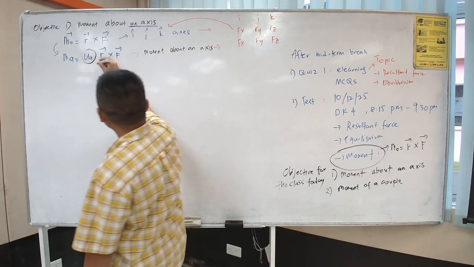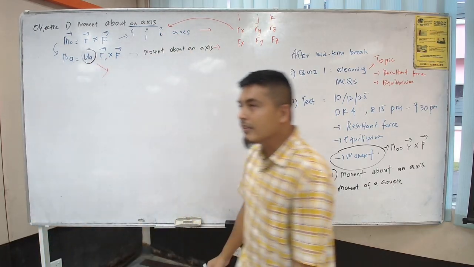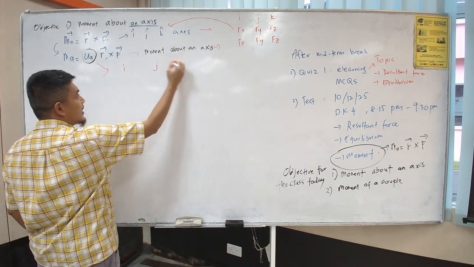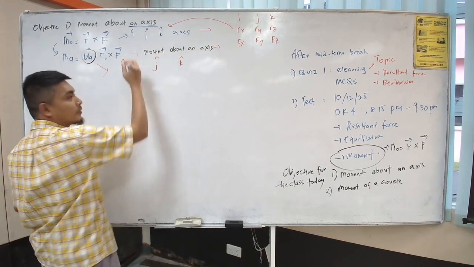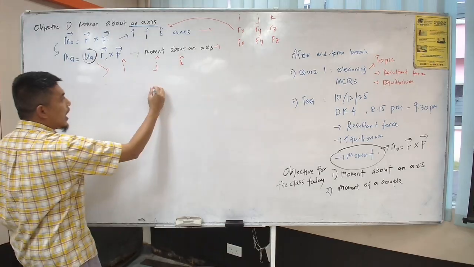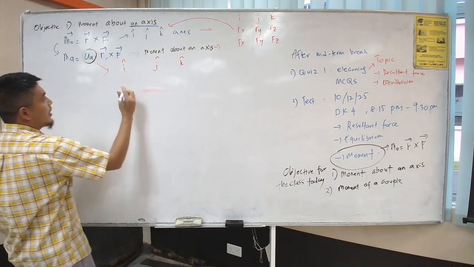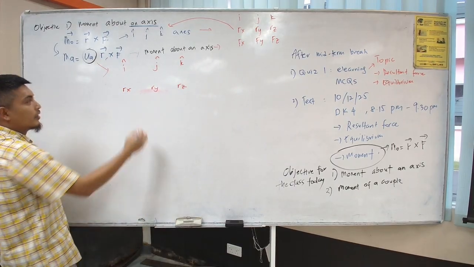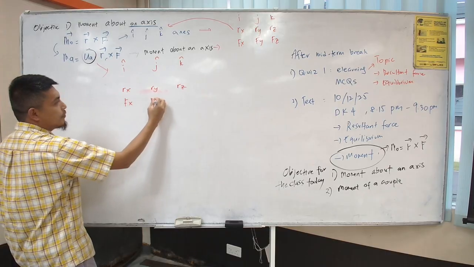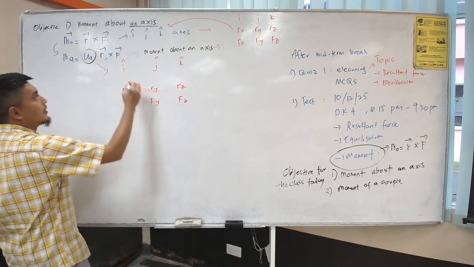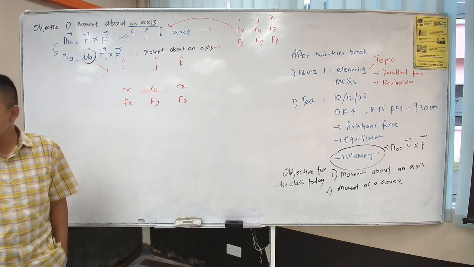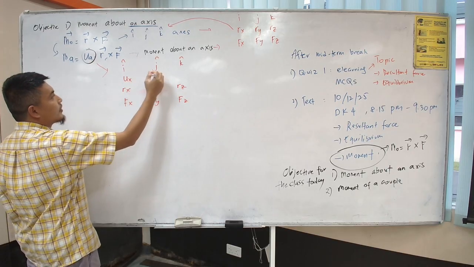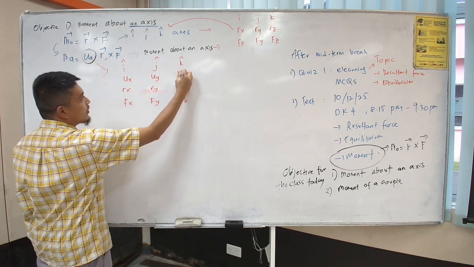However, for this moment, you will have i, j, k, same thing, and then you have Rx, Ry, and Rz. You will have Fx, Fy, and Fz. However, you will add another row, which is Ux, Uy, Uz.